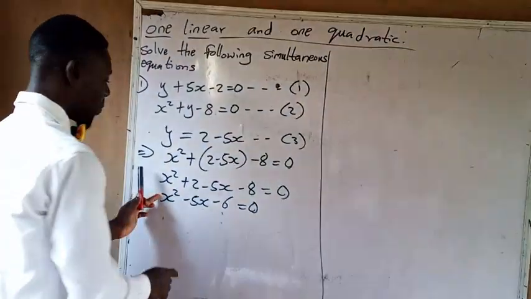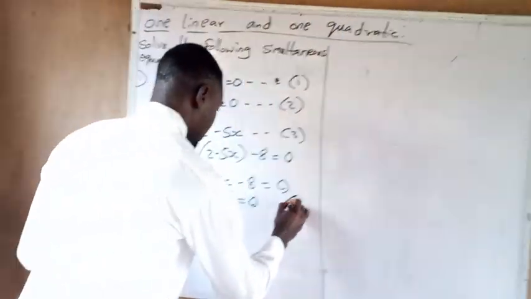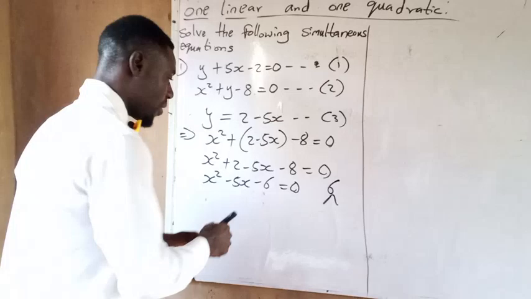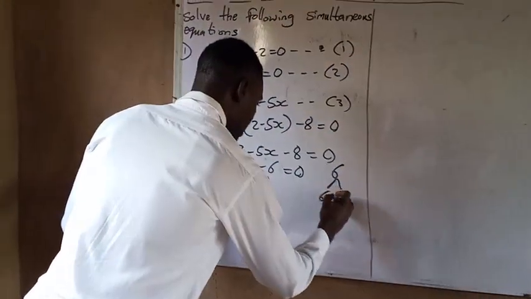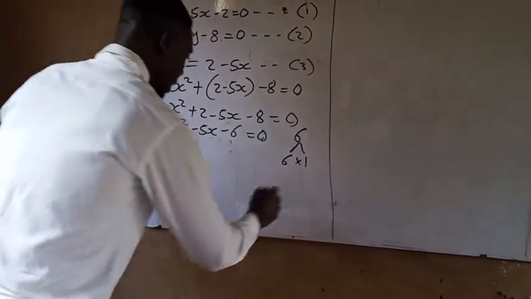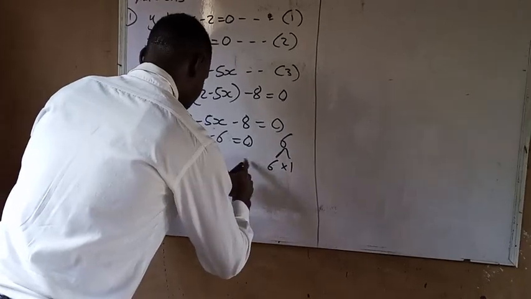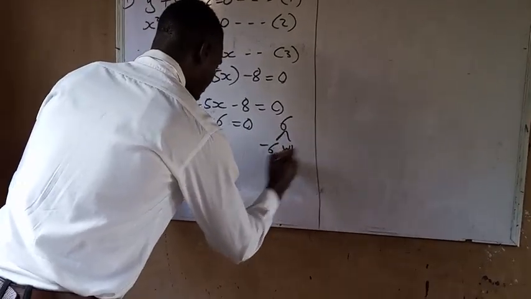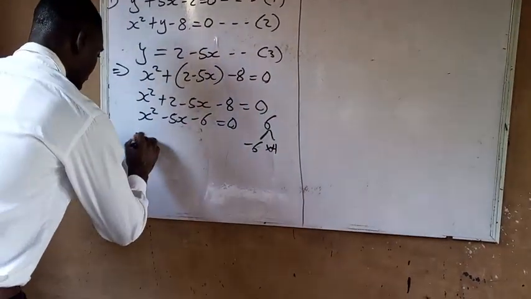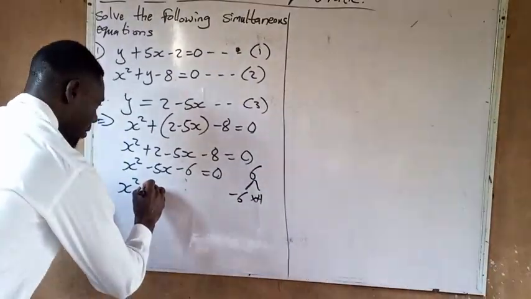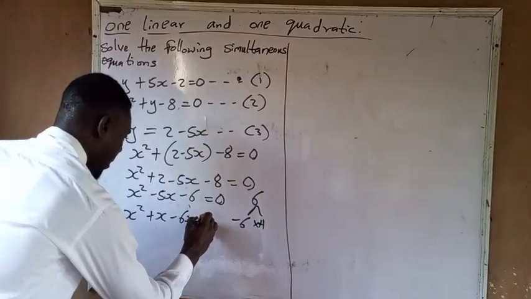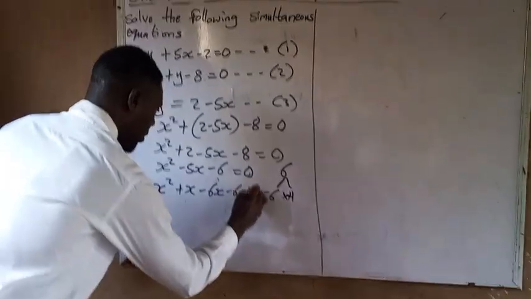If you check very well, there is 1 here. 1 multiplied by this, you have minus 6. Now what are the factors of 6 that will give us minus 5? You observe that 6 times 1 will give us 6. Let us take 1 away from this value, we have minus and we have plus. You observe that this will give us minus 5x. So let us substitute. We have x squared plus x minus 6x minus 6 equals 0.